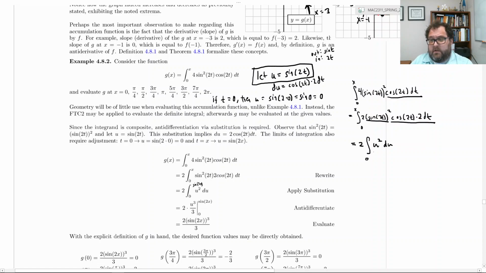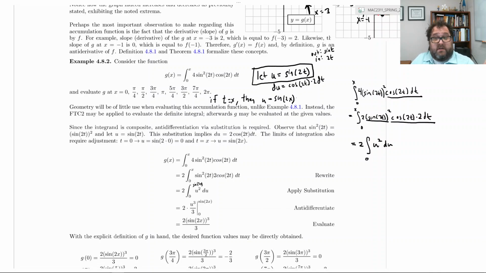So my lower limit of integration actually doesn't even change. 0 maps to 0 in our substitution, so it stays as a 0. Now, what about my upper limit? Now, I'm going to have to erase this to get a little more room here. Now, with my upper limit, if t was equal to what? Well, this is going to look weird, just bear with me. If t is equal to x, then u equals sine of what? Well, I plug in my x, and I just get sine 2x.